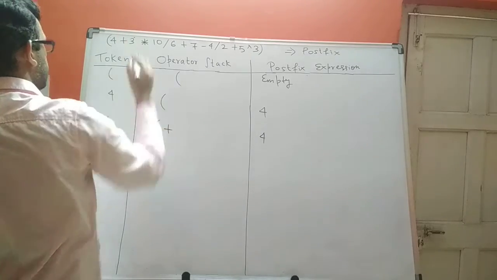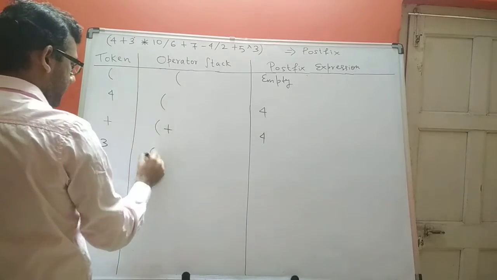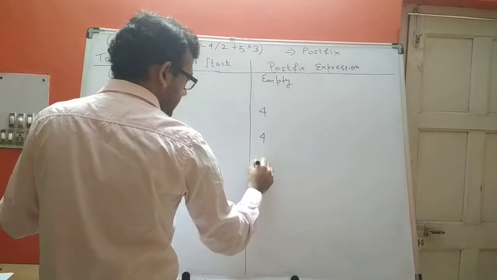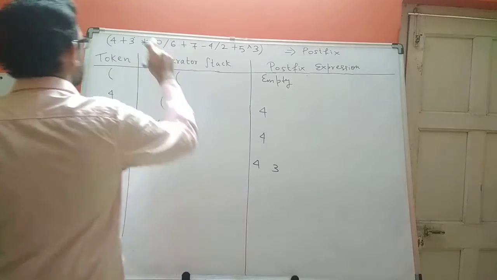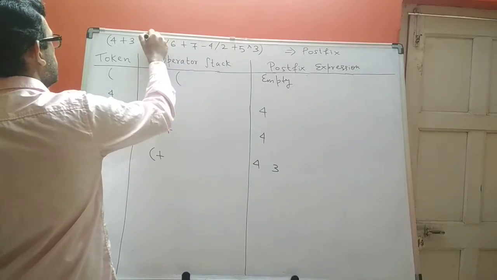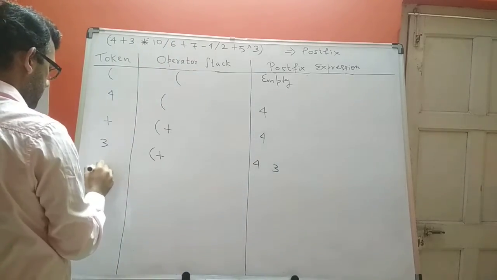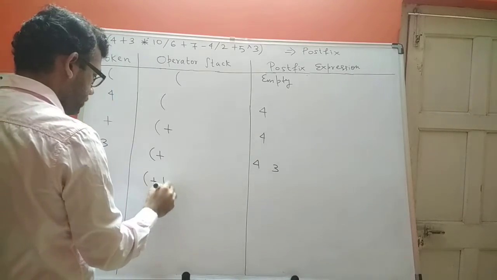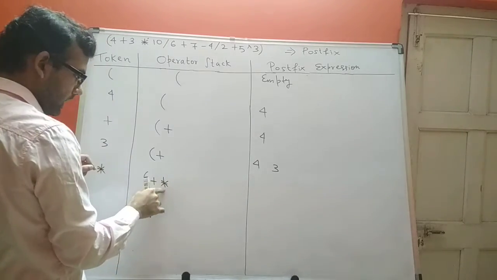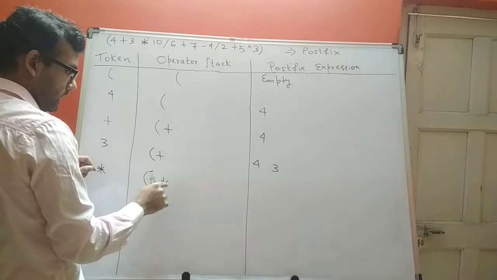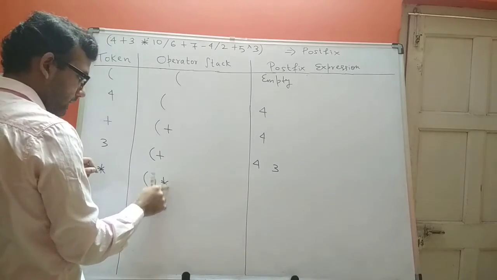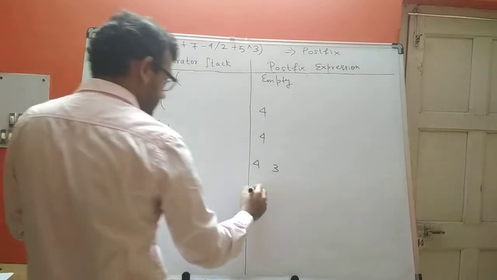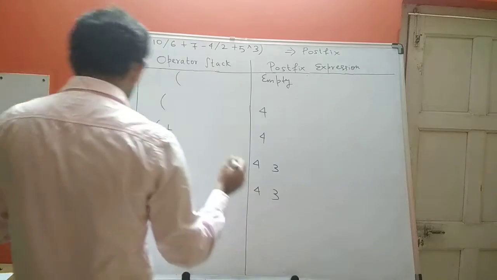Next is 3. So 3 is an operand, so I'll take it and add it to the postfix expression. Next is multiplication. Multiplication has higher precedence than plus, so I can push it onto the stack, because an operator with higher precedence can be above an operator with lower precedence. So here you have 4 and here you have 3.